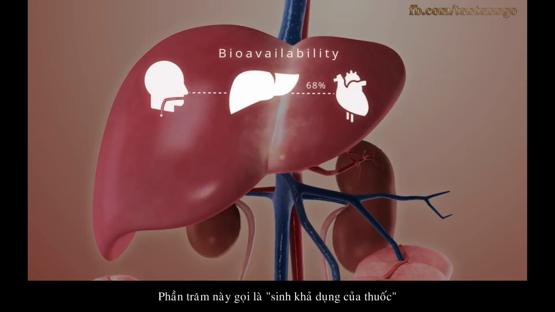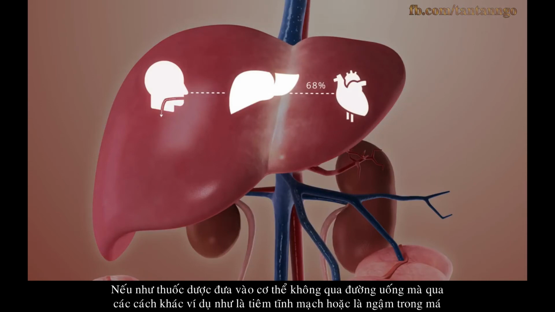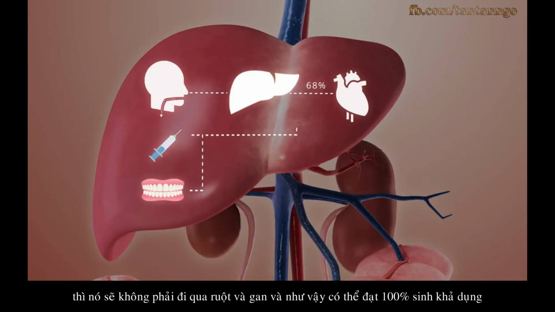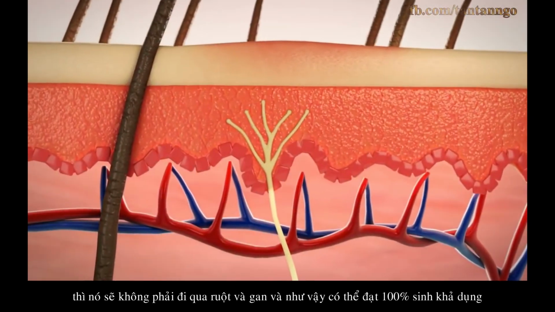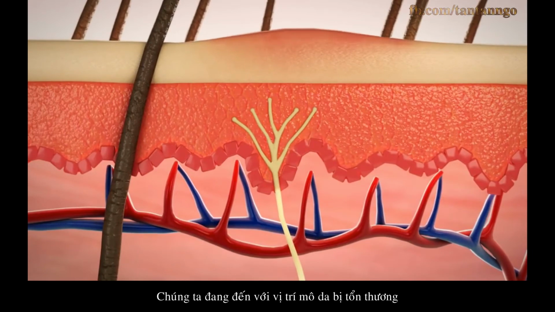This percentage is called the drug's oral bioavailability. If drugs are not administered orally, e.g. intravenously or buccally, then they can bypass the small intestine and liver, so none of this filtering takes place and they have 100% bioavailability. We are now at the site of some skin tissue damage.